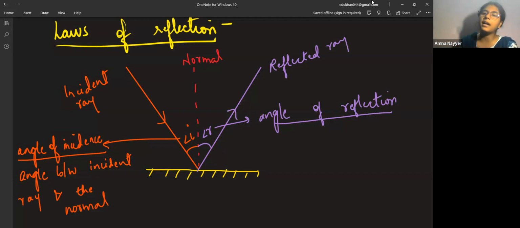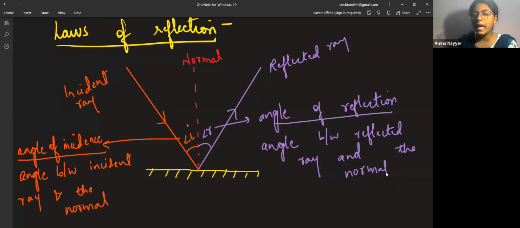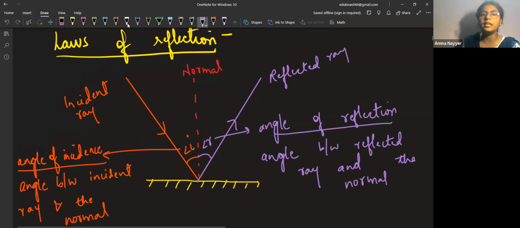It's just that whenever we are practicing numericals or solving questions, this sometimes becomes confusing, and we take the angle of reflection from the surface of the mirror. So be careful with that. Always you have to drop the normal. If the ray is parallel to the normal, then the angle will be 0. That is fine, but you can never take it from the surface of the mirror. So the angle of reflection is the angle between the reflected ray and the normal.